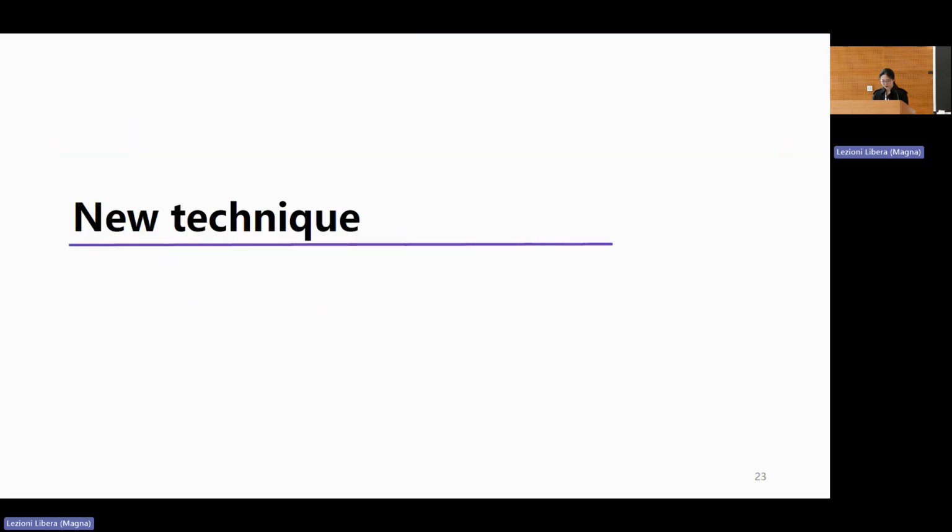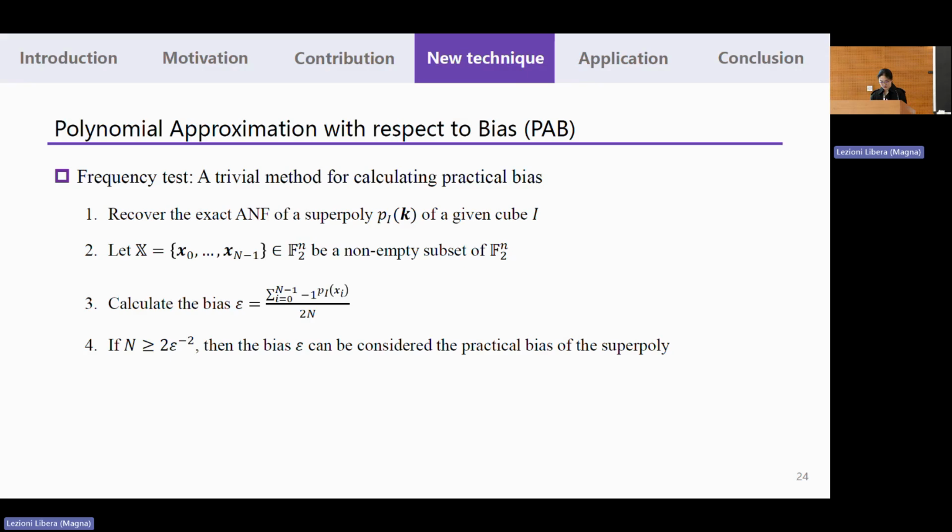Next, I shall introduce our new work. The first technique I will introduce is the heuristic method called PAB. Before presenting the new method, I will describe a trivial method for calculating the Bayes of a Boolean function.